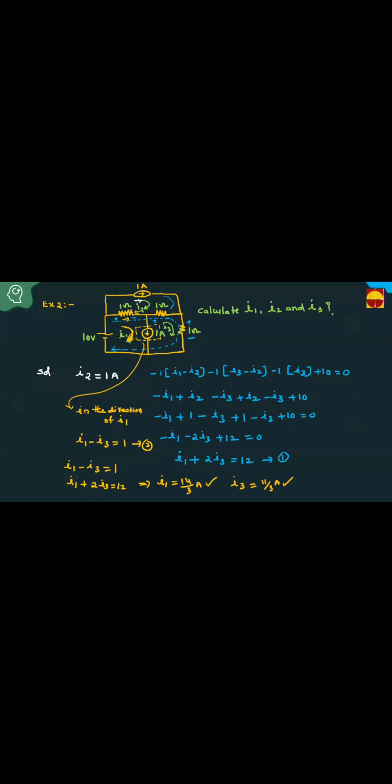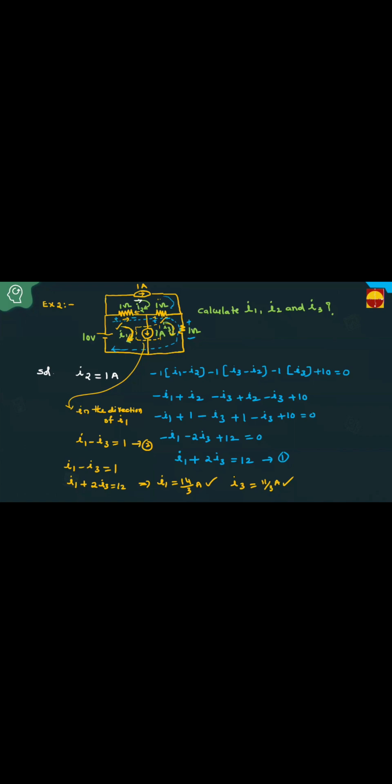Next, come to this loop. In this loop, plus minus, positive to negative, negative, 1 ohm. But in this loop, what is the current? This loop current is I1. But this loop current is which one? I3. But in the opposite direction of I3, which current is coming? I2 current is coming, because this resistance is common for I2 current and I3 current. So in the opposite direction of I3, I2 is coming: I3 minus I2.